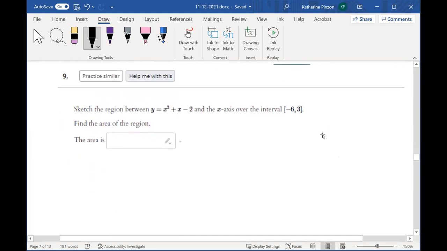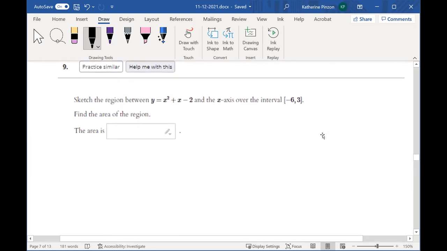Okay, 9. Sketch the region between y equals x squared plus x minus 2 and the x-axis over the interval -6 to 3. Find the area of the region. Okay, sketch the region. I'm going to use Desmos. And then find the area. How do you find the area? An integral, right? Yeah, an antiderivative, a definite integral in this case.